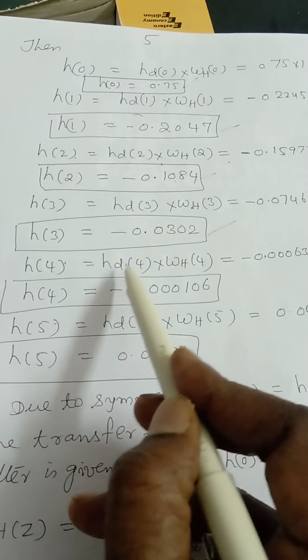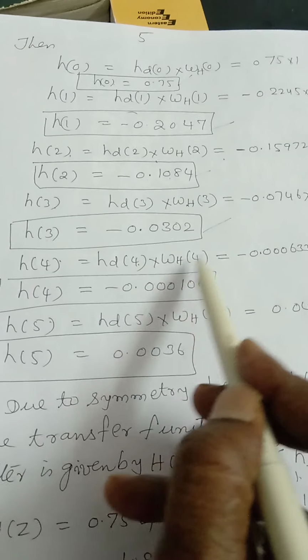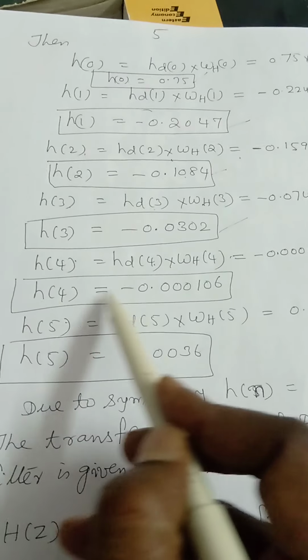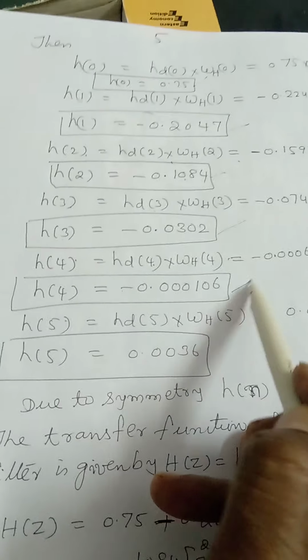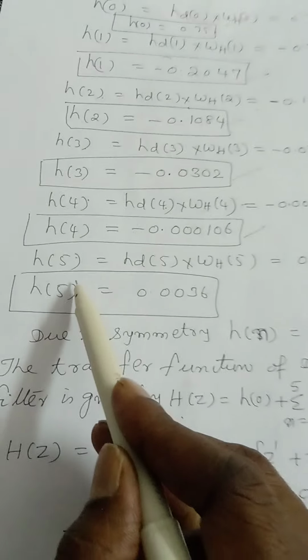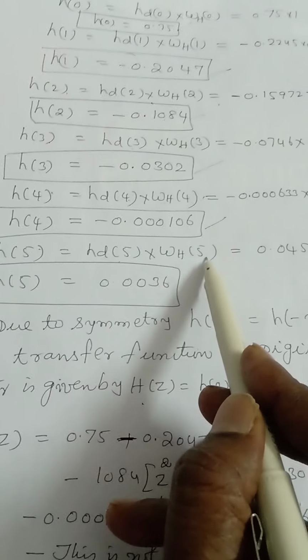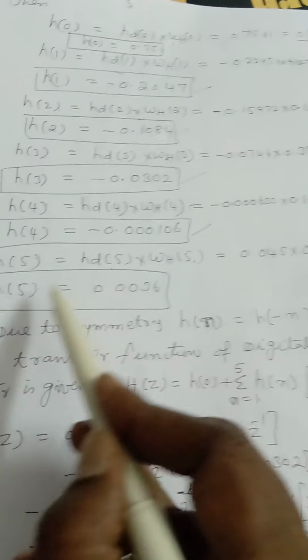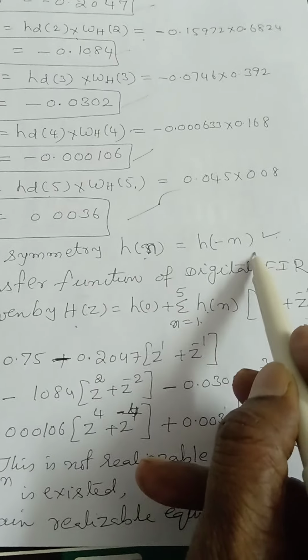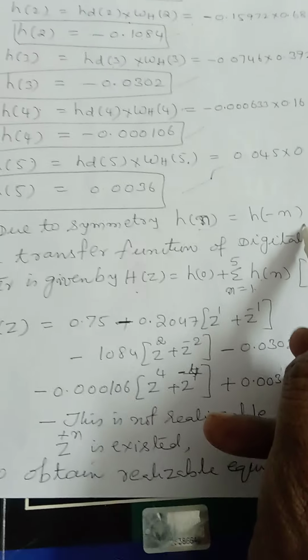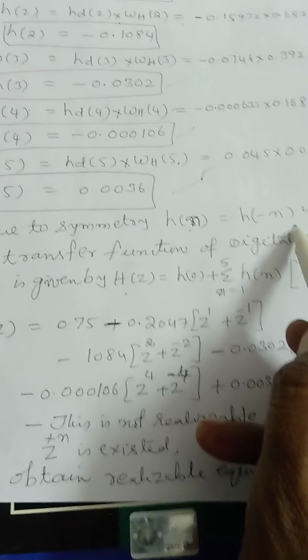H of 4 is equal to HD4 into WH of 4. Then finally H of 4 is equal to minus 0.000106. H of 5 is equal to HD5 into WH of 5. Then H of 5 is equal to 0.0036. Now due to symmetry, H of n is equal to H of minus n. So you need not necessarily calculate for negative n values.